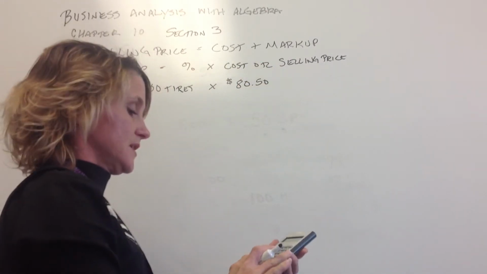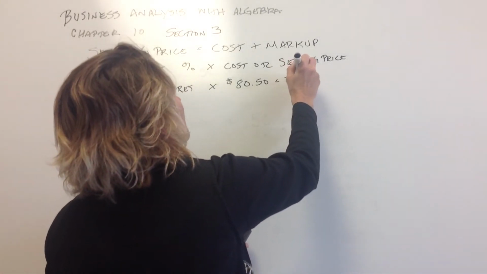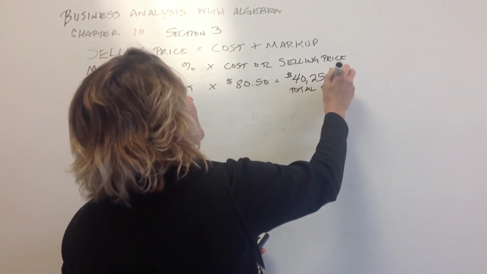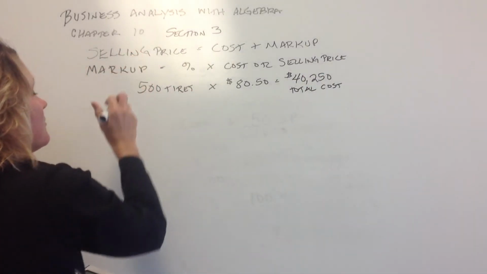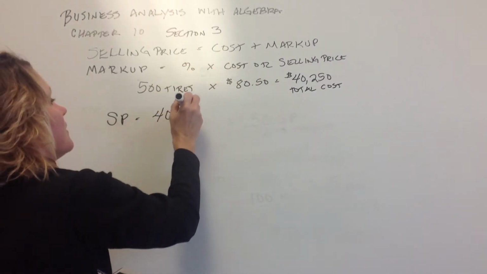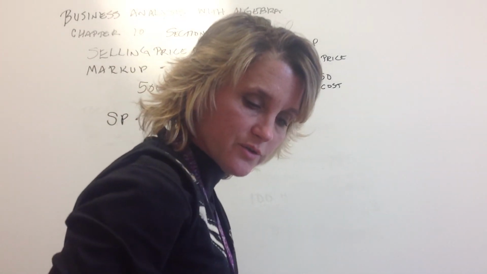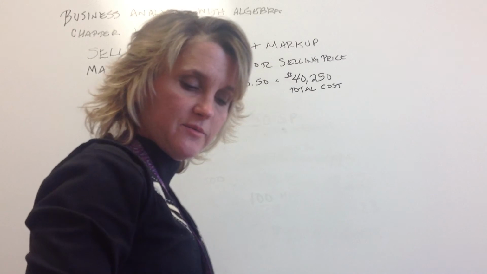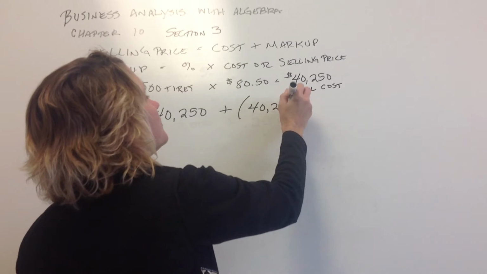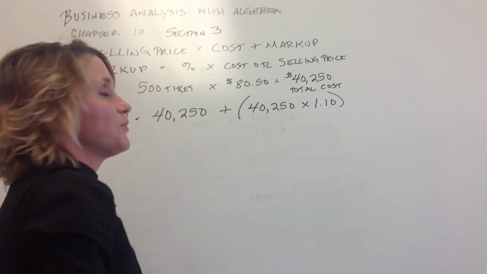So if I multiply those out, I've got a $40,250 total cost. Then I come to my selling price formula, and I fill in my cost, $40,250, and then I add to that my markup, which I can also compute though. My markup is 110% of cost. So 40,250 times 110%, or 1.1 if I put that in decimals.